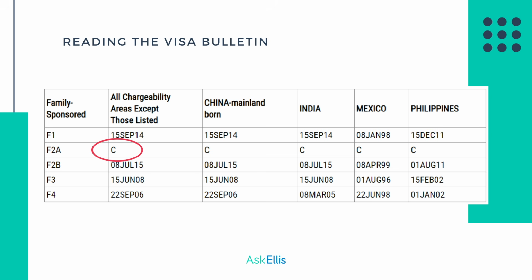So if you're not born in India, China, Mexico, or the Philippines, you would look at that first column titled All Chargeability Areas. Now, if you see a C next to your category and country, this means that there is currently no backlog and there is an immigrant visa available. So if you're just at the beginning of your process and about to sponsor a family member that is currently living in the U.S. legally, then you can file Form I-130 and I-485 at the same time.